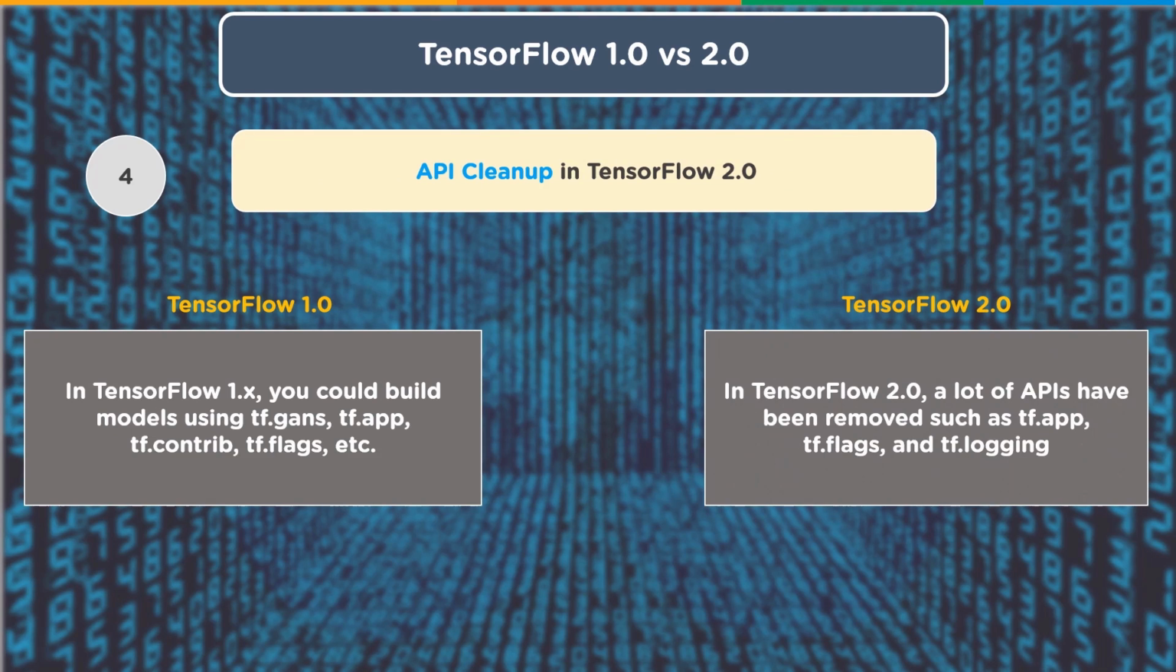And then we have the last two, which is our API cleanup and the autograph. In the API cleanup, in TensorFlow 1, you could build models using TF-GANs, TF-app, TF-contrib, TF-flags, etc. In TensorFlow 2, a lot of APIs have been removed. They just cleaned them up because people weren't using them, and they've simplified them. Your TF-app, your TF-flags, and your TF-logging are all gone. So those are three legacy features that are not in 2.0.